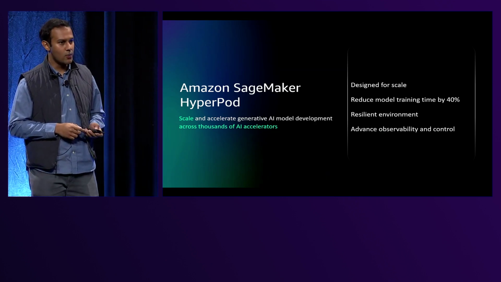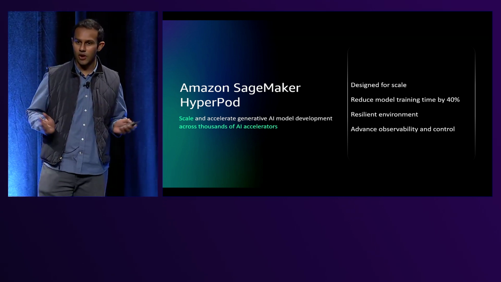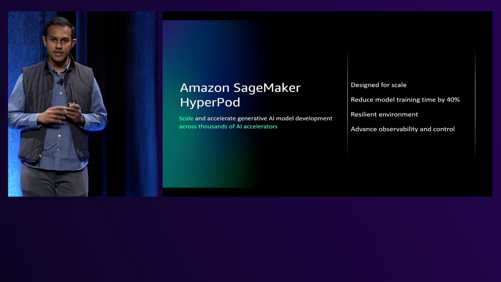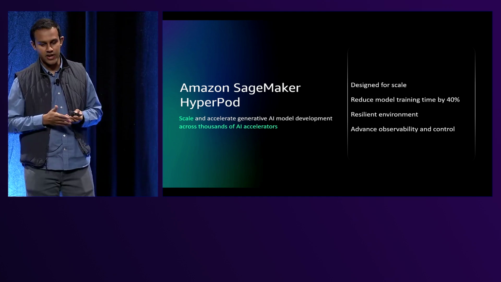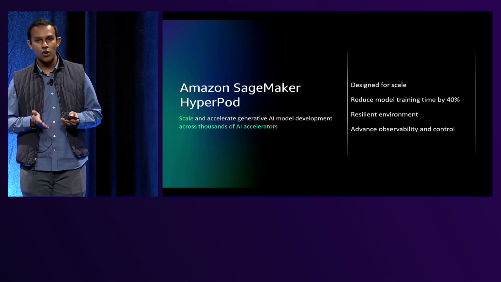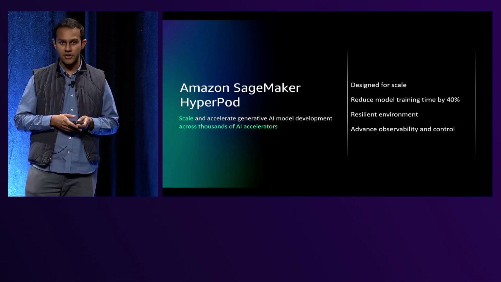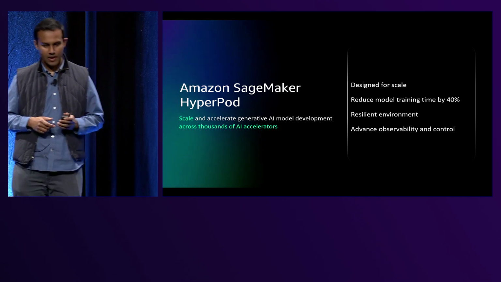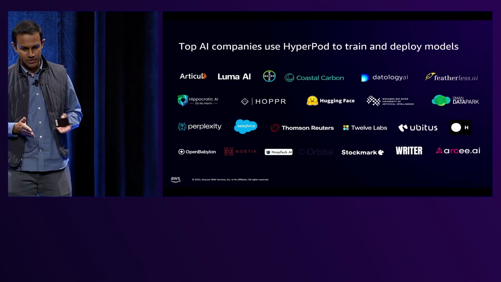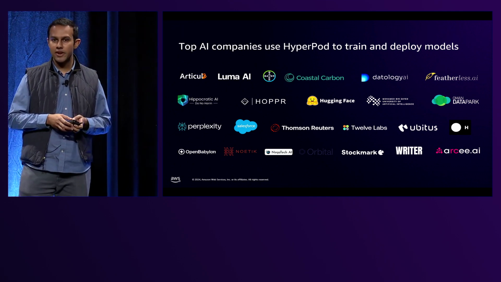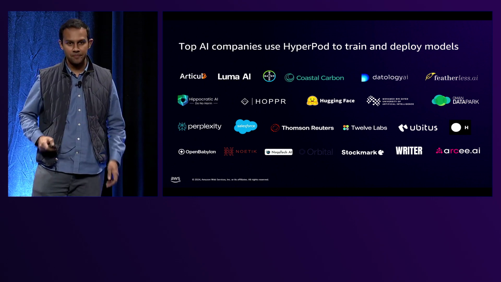Last year at re:Invent, we announced HyperPod, which lets you scale your training workloads efficiently across thousands of accelerator devices. HyperPod is designed for scale. It offers a resilient training environment that accelerates your model training by up to 40%. It also offers advanced observability tools that let you have granular control over your cluster environment. HyperPod is used across a variety of customers, from startups like Luma AI and Articulate to enterprise customers like Salesforce. And you'll hear Tony speaking about his experience with HyperPod later today.